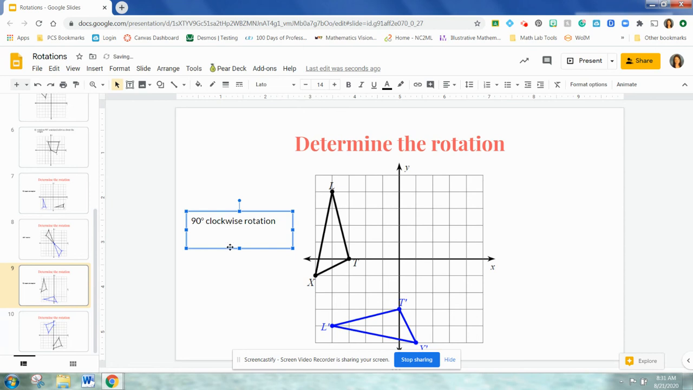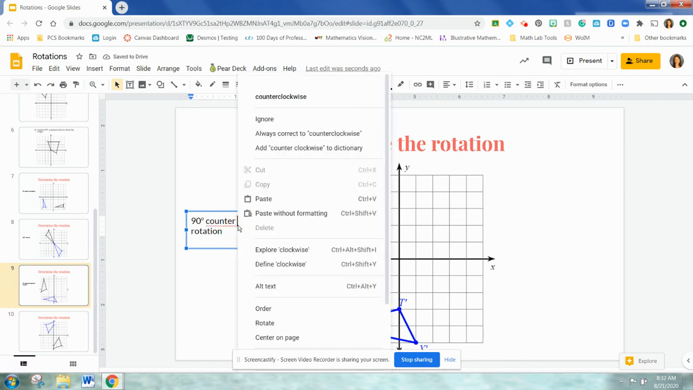For this one, I'm doing black to blue again. It's a quarter turn because I went from mostly in quadrant 2 to mostly in quadrant 3. So that's 90 degrees. It's going in the opposite direction from a clock. So this would be a counterclockwise rotation. Oh, and that's all one word.